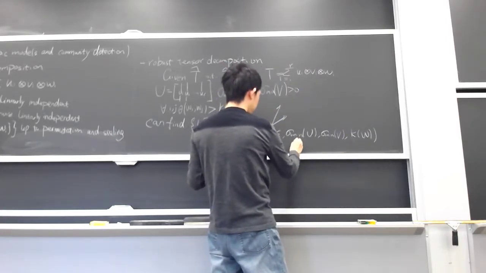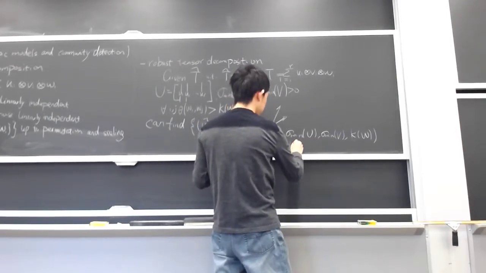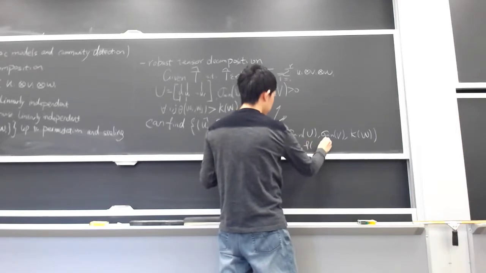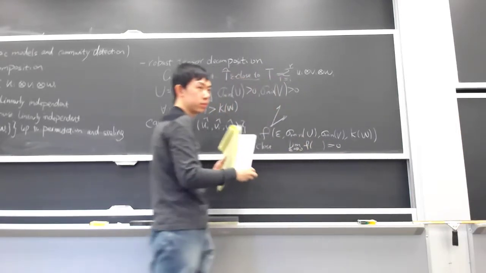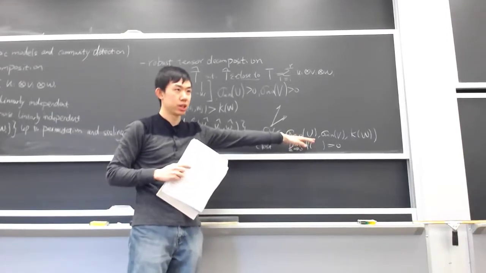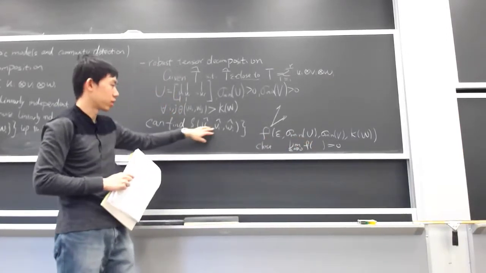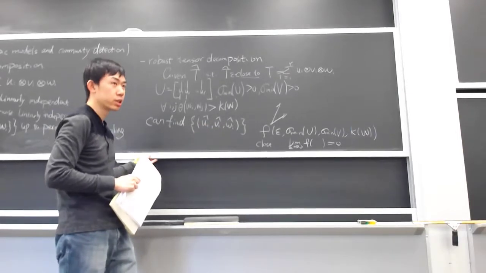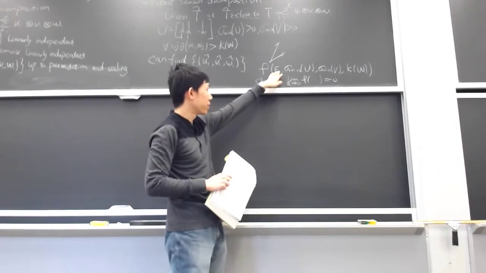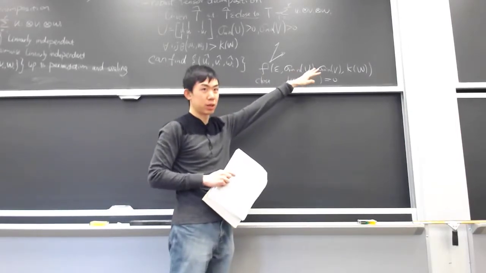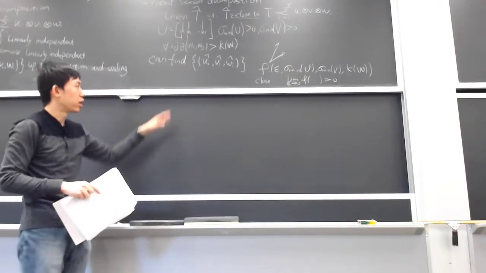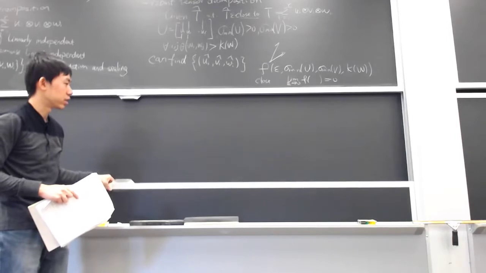And this f, when epsilon goes to 0, this f also goes to 0. So as long as we can estimate the tensor up to any accuracy, in the end we can recover all these vectors up to any accuracy. And in fact, this function will be a polynomial in epsilon and all these parameters. So if these parameters are polynomial, then in the end this function is also polynomial.